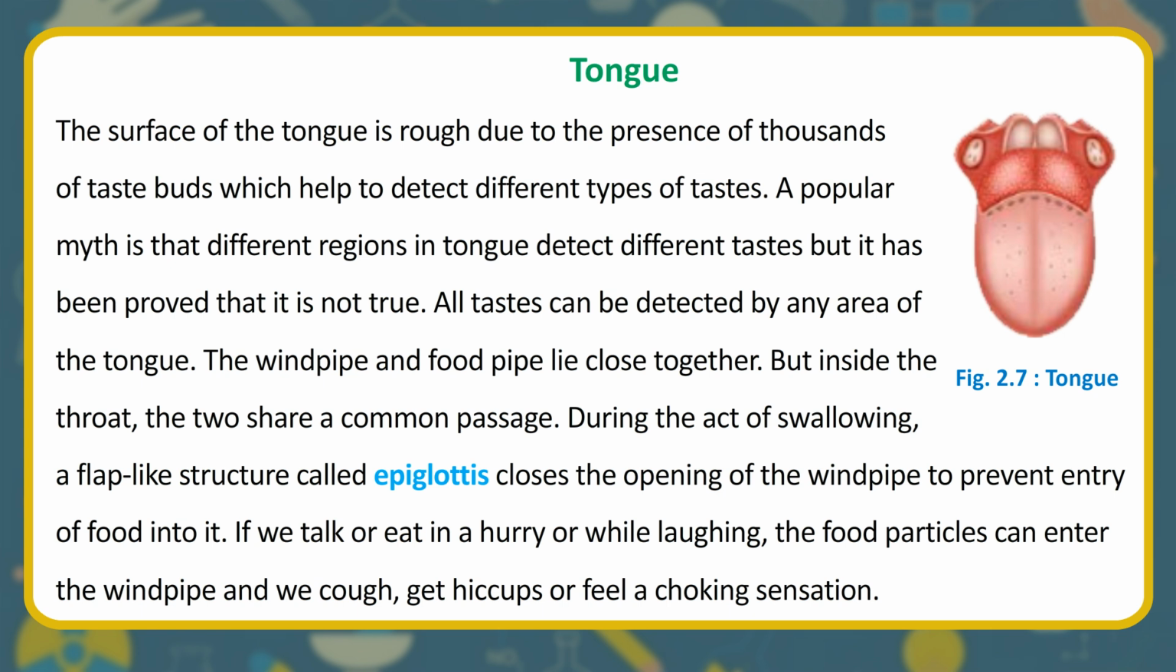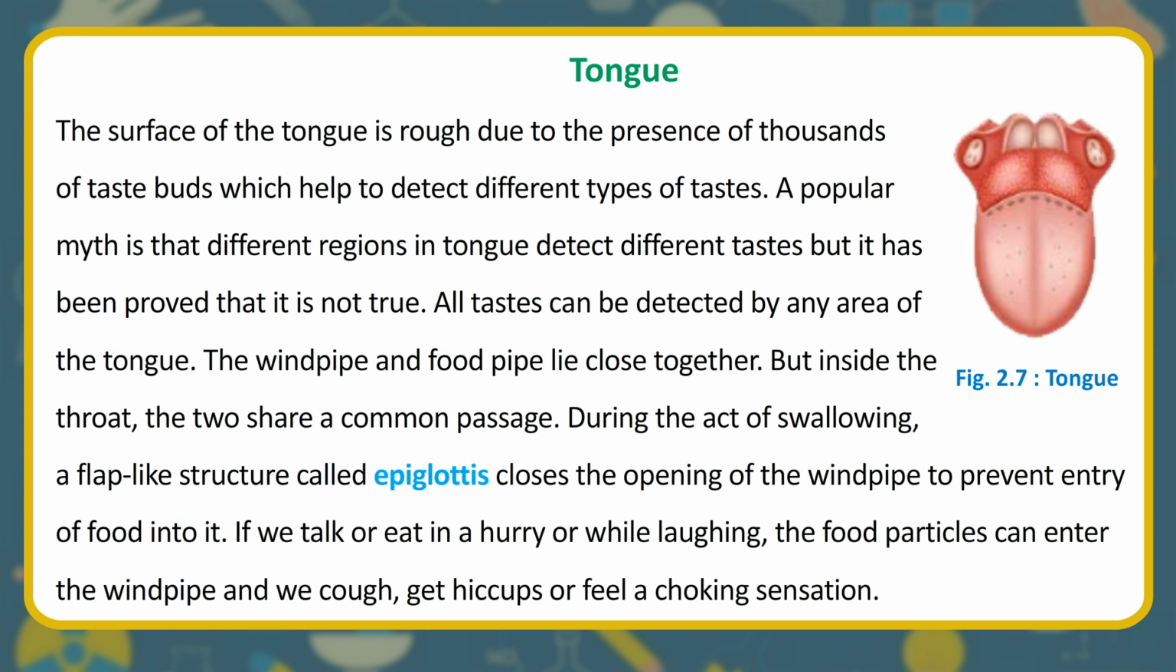The surface of the tongue is rough due to the presence of thousands of taste buds, which help to detect different types of tastes. A popular myth is that different regions of the tongue detect different tastes, but it has been proved that this is not true. All tastes can be detected by any area of the tongue.